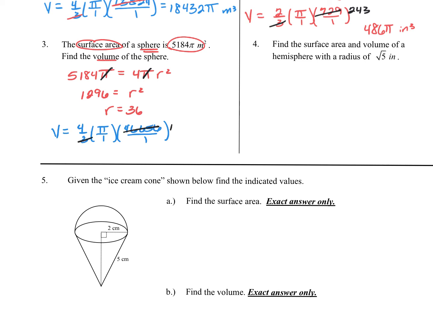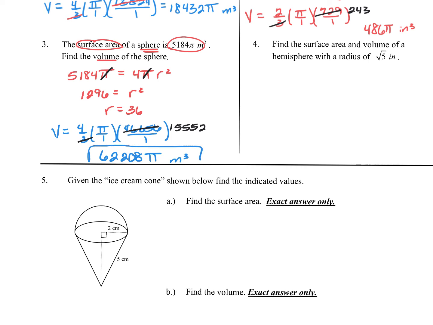They're not always going to turn out so nice, so you do want to get in the habit of keeping track. So 15,552, that's going to reduce. And our final volume is 62,208, don't lose the pi, meters cubed. Okay, so that's our final answer there.